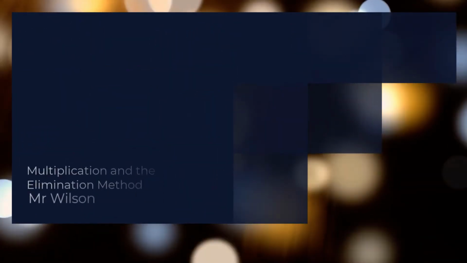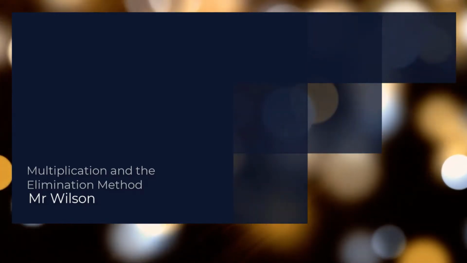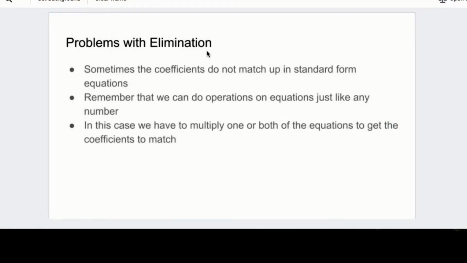Hello, mathletes. So today we're going to keep going with the elimination method for solving systems of equations. One of the problems with elimination is if you have two standard form equations where none of the coefficients match up. Remember, we can add or subtract when the coefficients are the same to eliminate one of the variables. But if none of them are the same integer value, then nothing will happen.